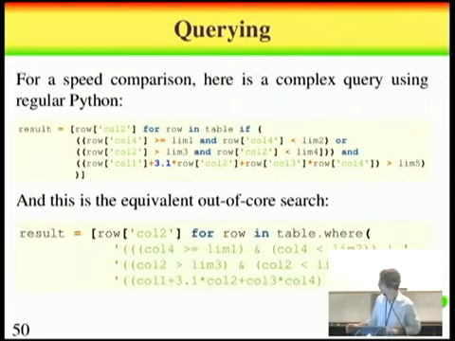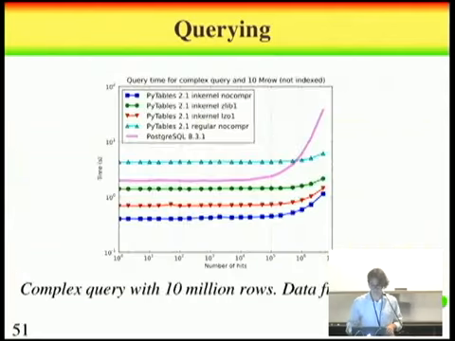The equivalent out-of-core search is here. We're just using where, and we have to define the string, but then we can get rid of the row indexing operations and just use the column names themselves. This gets evaluated by numexpr and does exactly the same thing.